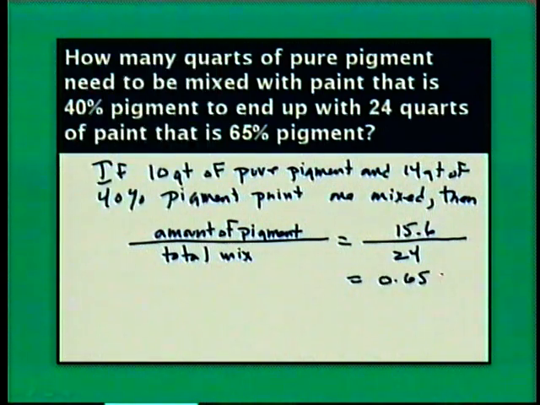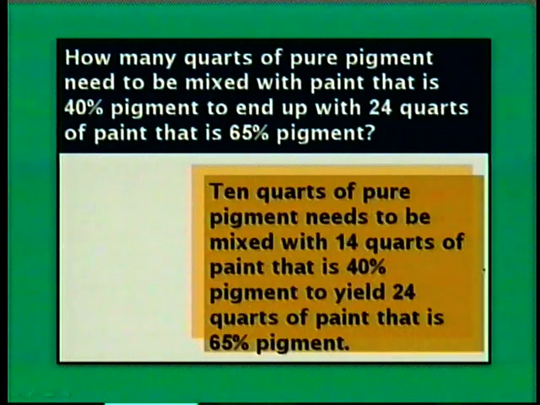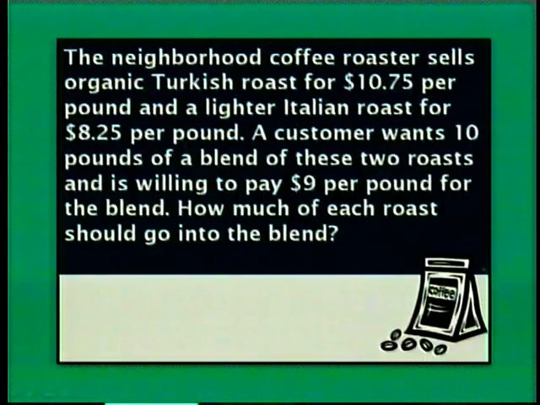So in the context of the problem, my solution makes sense. So I can state a conclusion. 10 quarts of pure pigment needs to be mixed with 14 quarts of paint, that's 40% pigment, to yield 24 quarts of paint, that's 65% pigment. Let's look at another example.